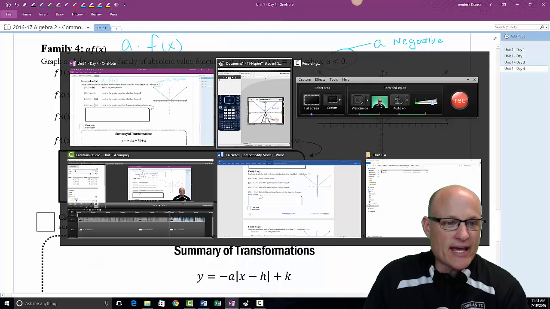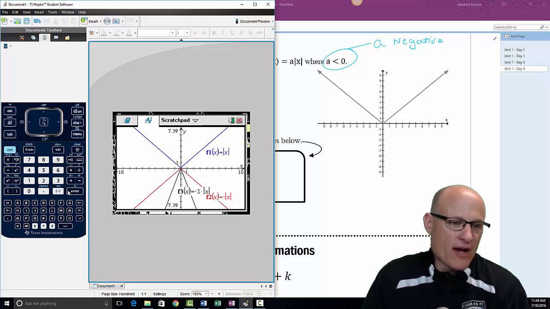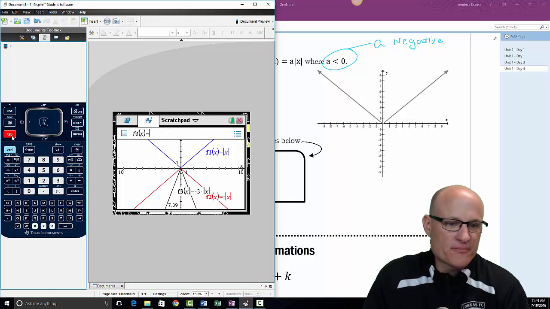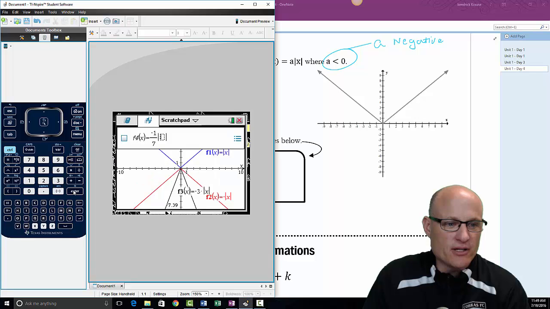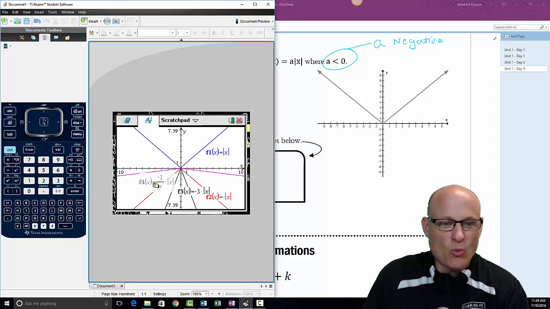And we're going to do -1/2. Let's do -1/7. I'm going to try that one just for fun. I'll do something different. Tab, control division. It's not right there. Control division. Even my mouse is having problems. -1/7, just for fun, absolute value of x. Enter. Oh my goodness, look how wide that got.